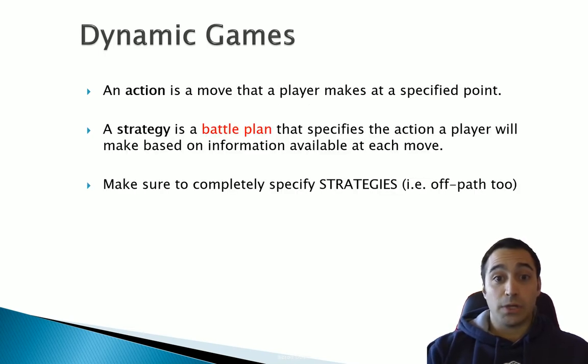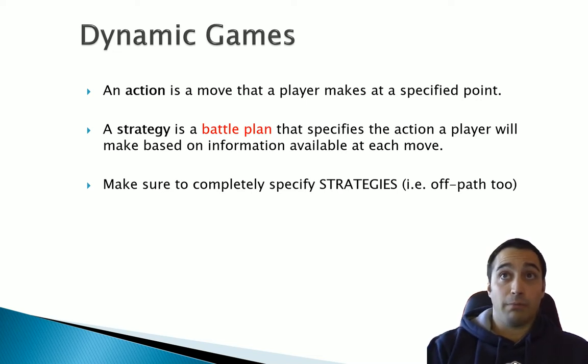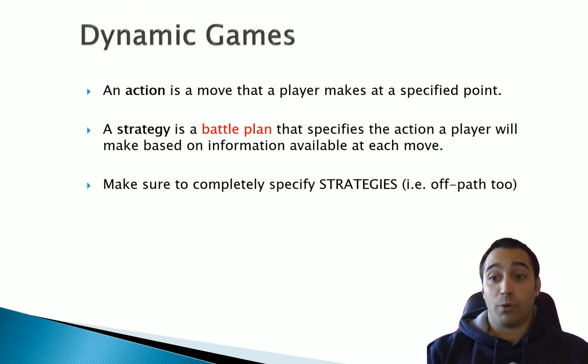And it is important to remember that there is a subtle difference between action and strategy. An action is a move that a player makes at a specific point. So if we have several decision times, an individual could have to make a bunch of actions. The strategy is what we call a battle plan. It just describes what action each player will make at every single point that they have a decision that they could make. And this is important because the way the game works out, there might be decision moments that are not encountered. You still need to, in order to define a strategy, say what would have happened at that point.